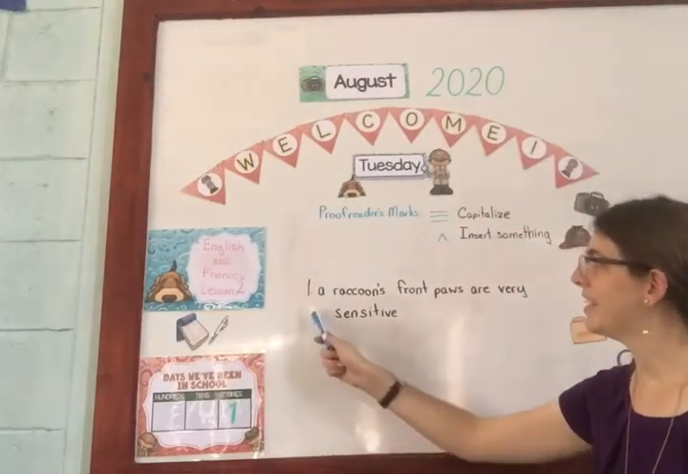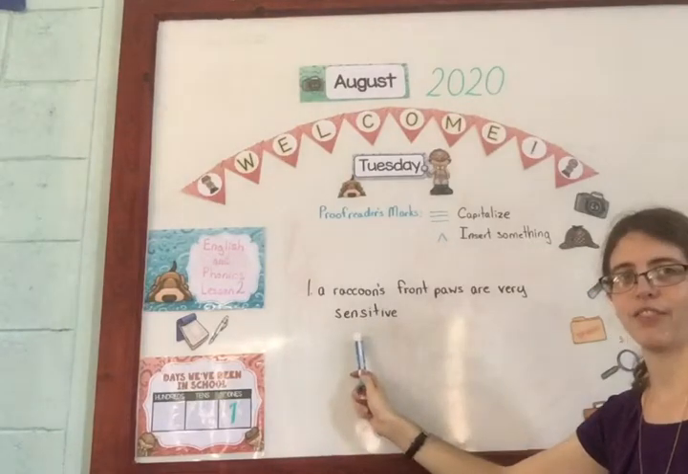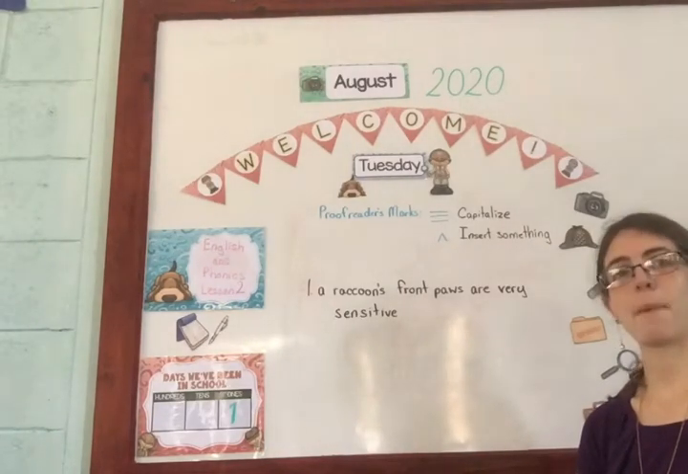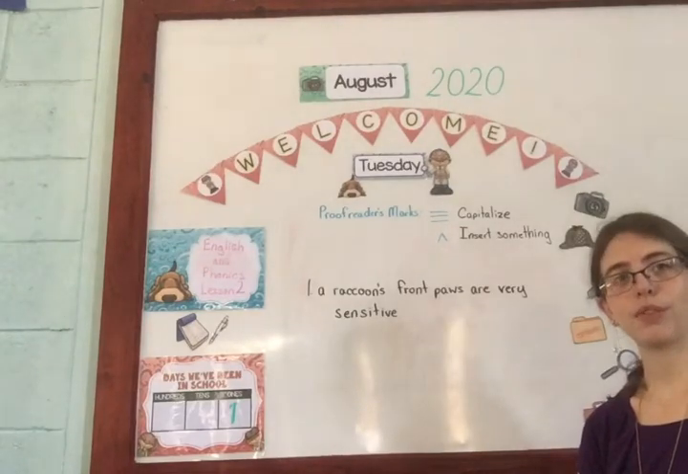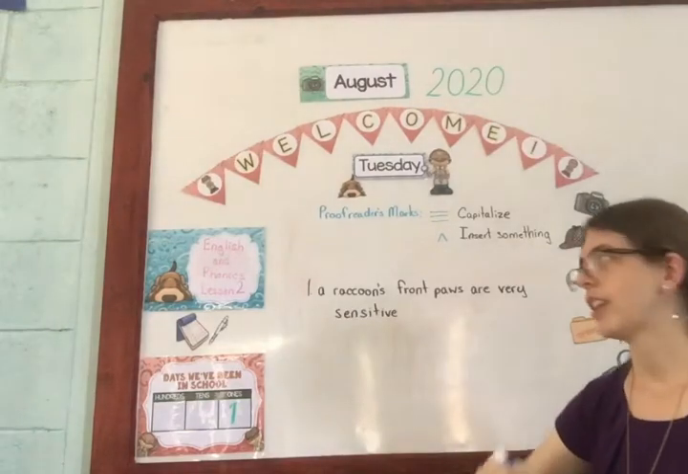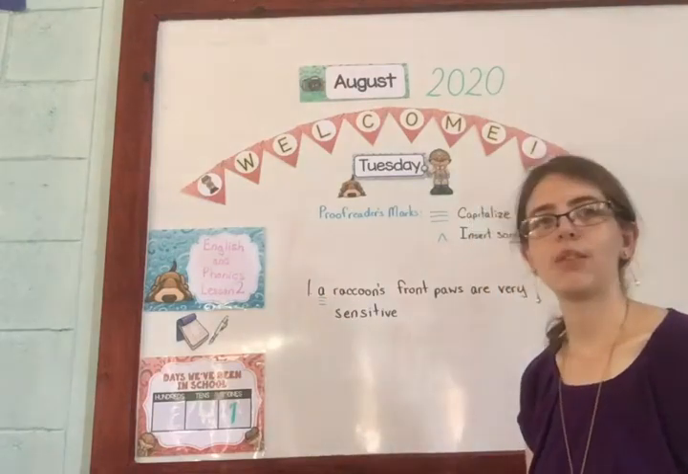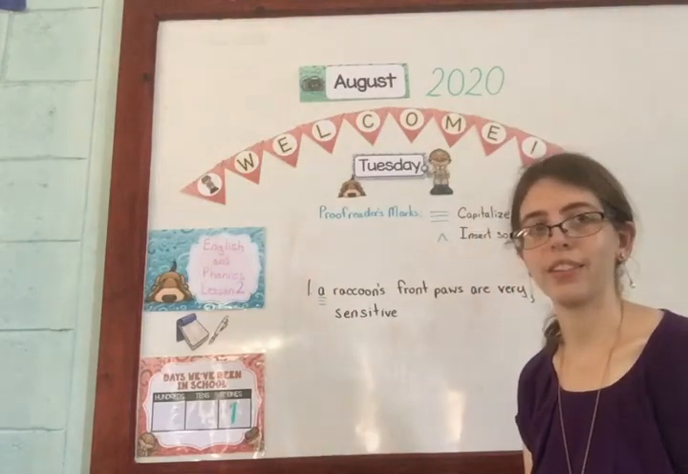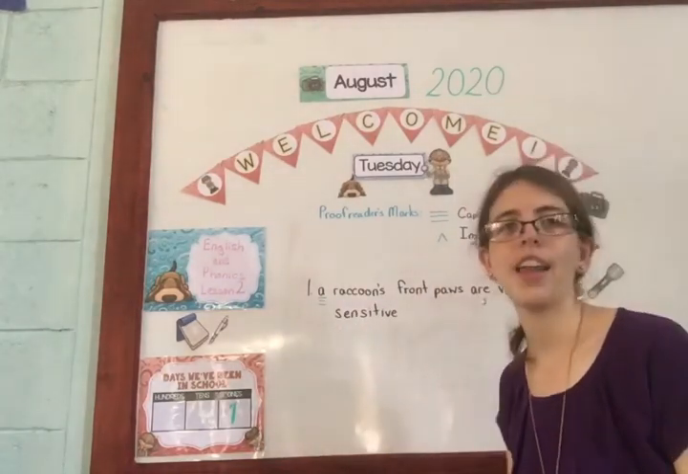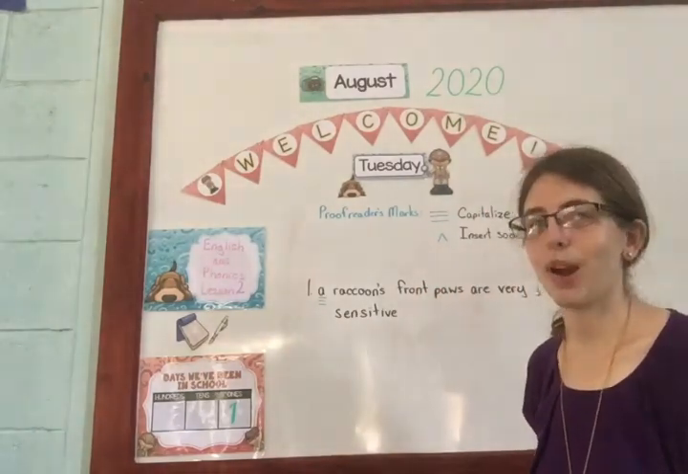So number 1 reads, a raccoon's front paws are very sensitive. This is a complete thought. It is a sentence, but it's missing that capital letter and period. So I need to use proofreader's marks to show where they should be. Well, it's always the first letter that should be capitalized. So I'll put my 3 lines under that first letter, A. Now notice they went right under the A and nowhere else. They didn't go all over my board, they didn't go under the raccoon, they didn't go under the number 1, just under the A.